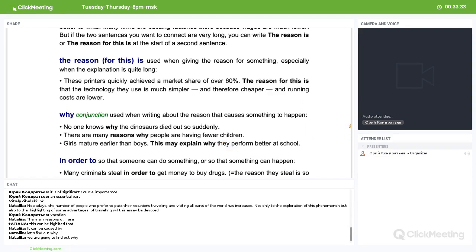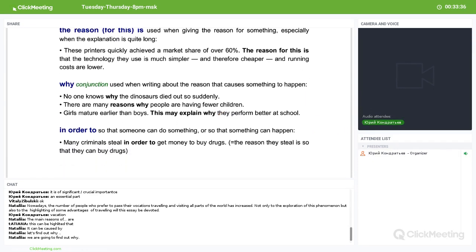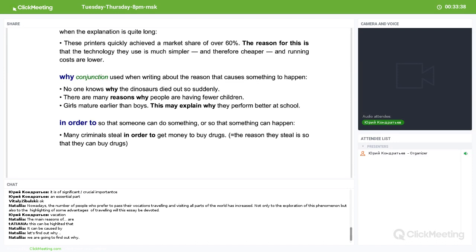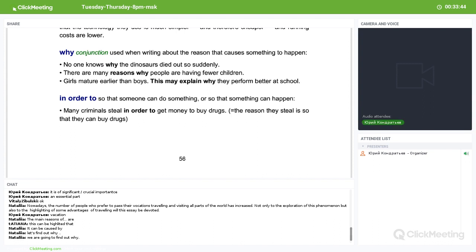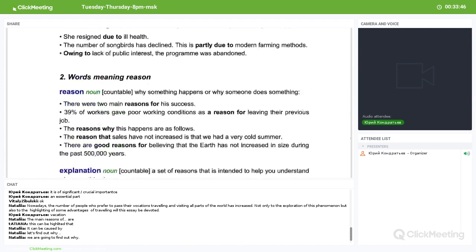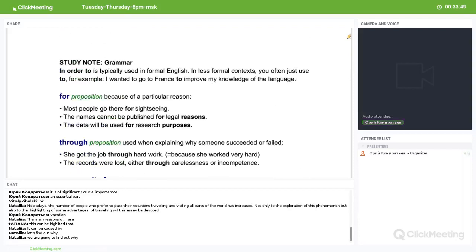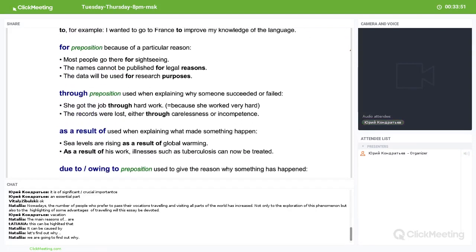Then in order to, it's more like purpose or the reason. Many criminals steal in order to get money to buy drugs. So in order to is purpose, but it also gives the reason. Then you can also say for. So for legal reasons, for research purposes, or many people go there for sightseeing. Then through: she got the job through hard work. It means because. Or the records were lost either through carelessness or incompetence.